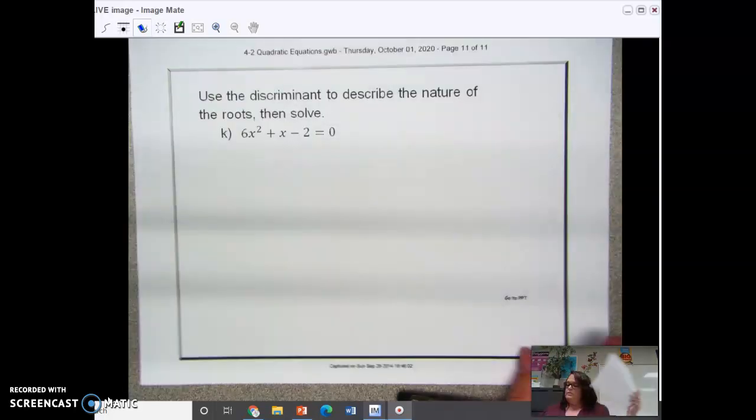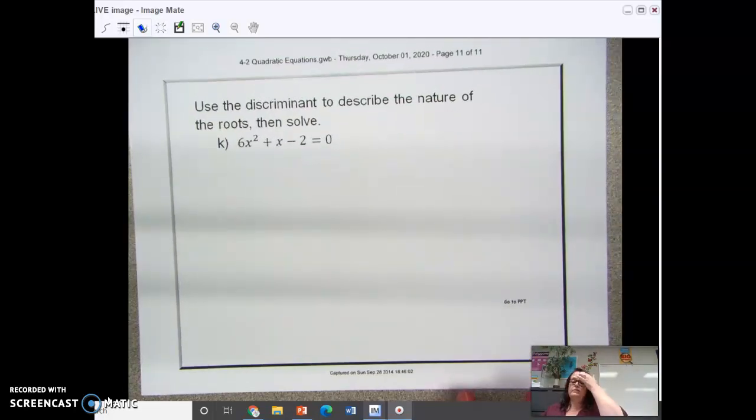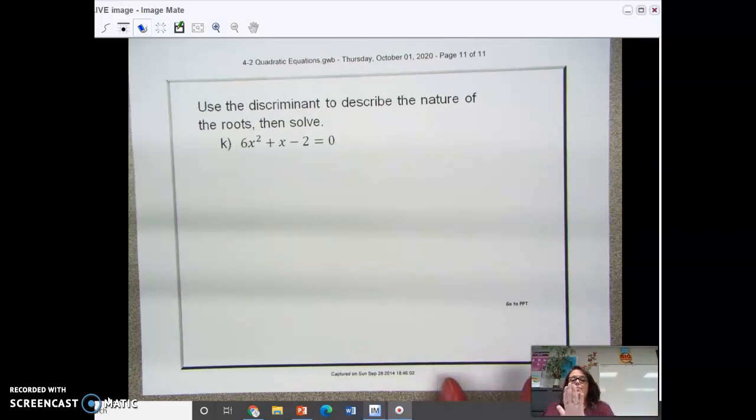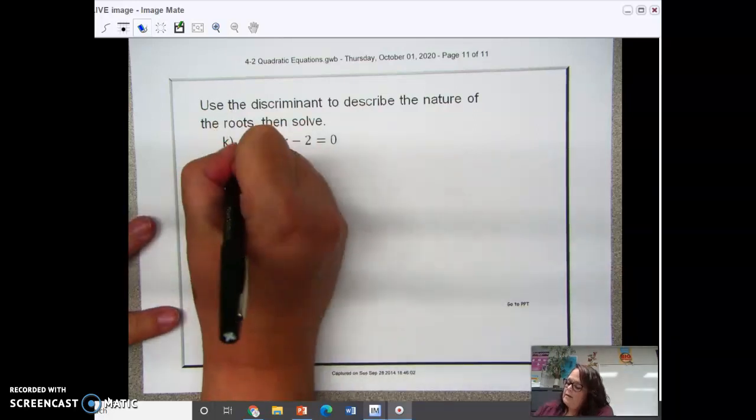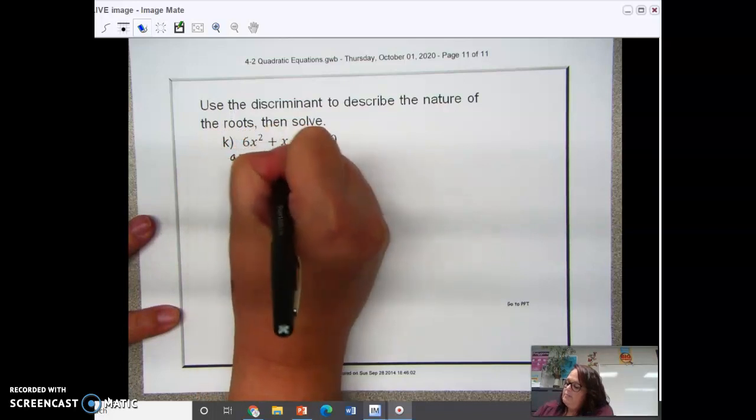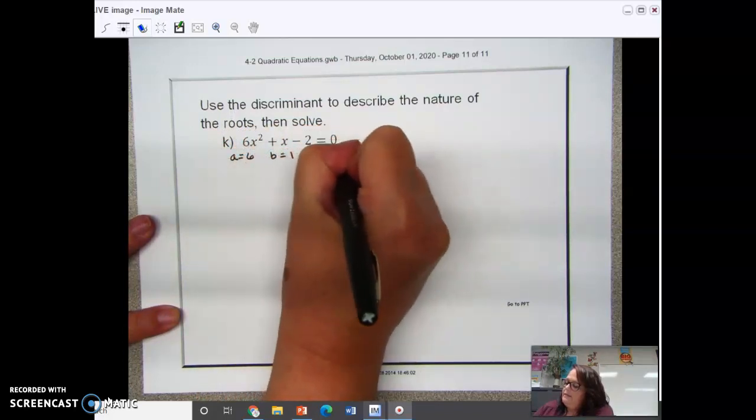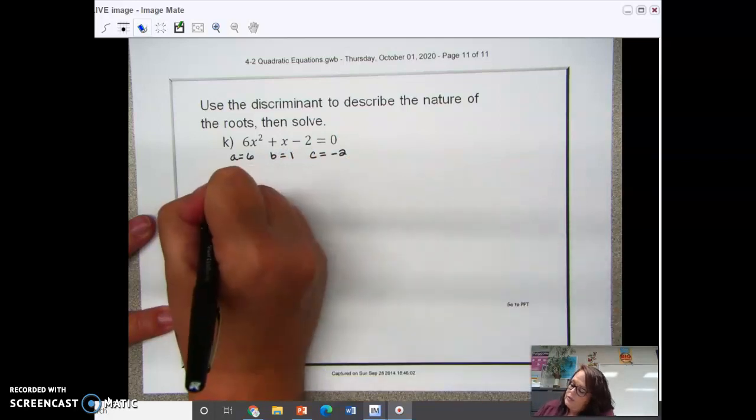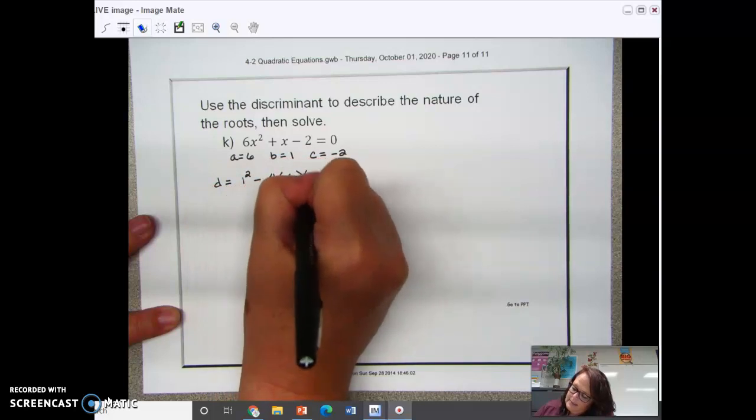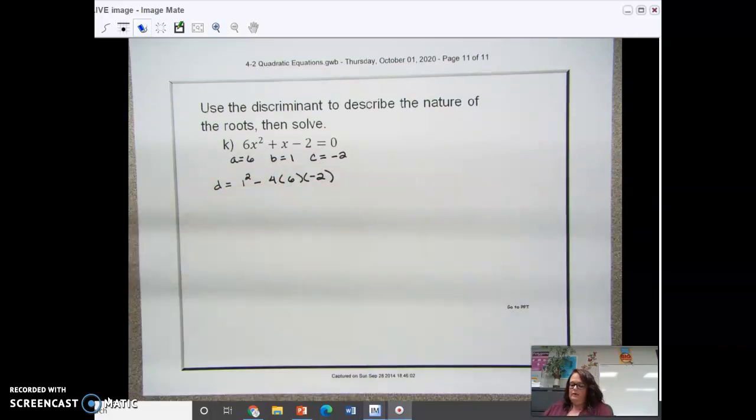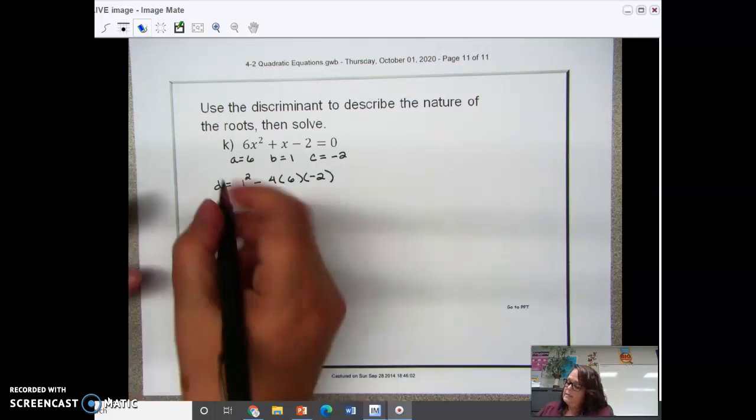page. This will be our last example here. There is a little bit more though. All right, so again, pause the video and see what you can do with this. So my A value is 6, my B value is 1, and my C value is -2. And so my discriminant is going to be b squared minus 4ac. So in my calculator, if I type in 1 squared minus 4 times 6 times -2, I'm going to get positive 49.